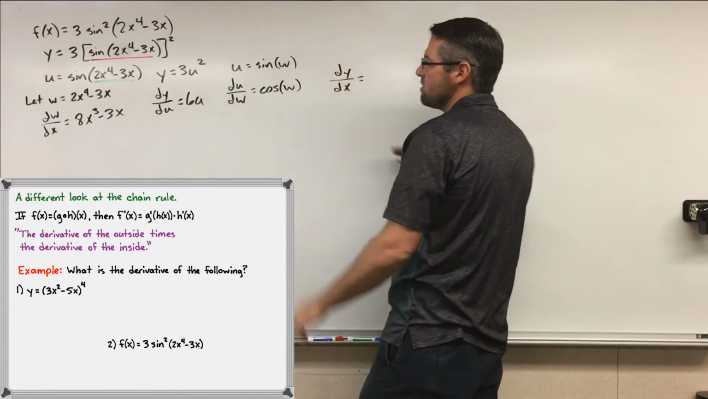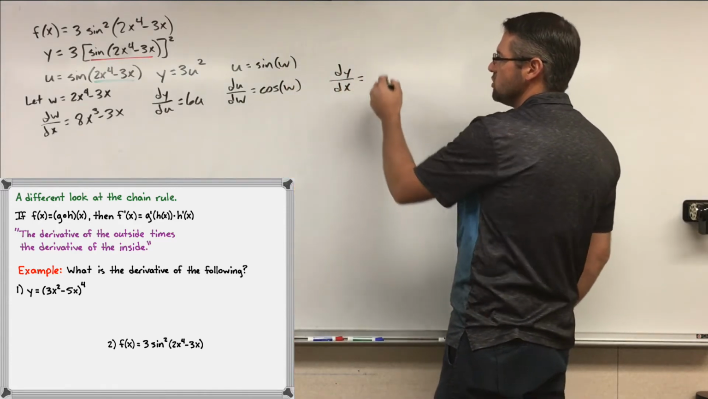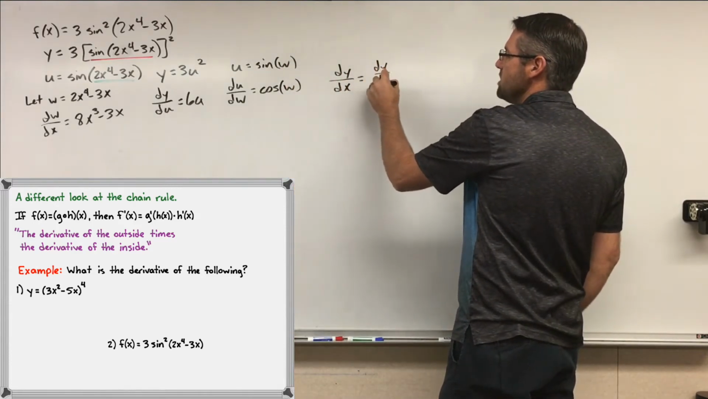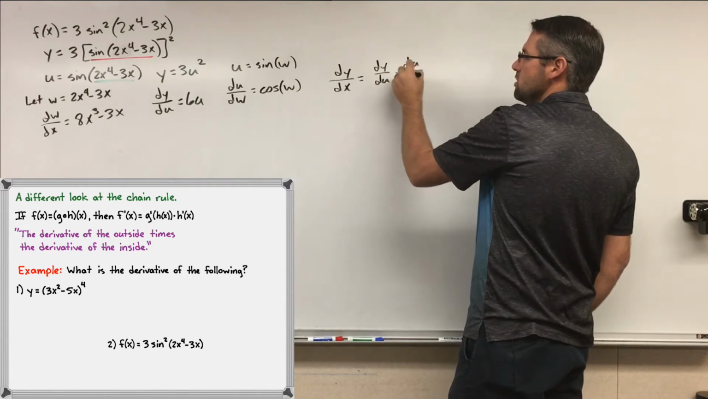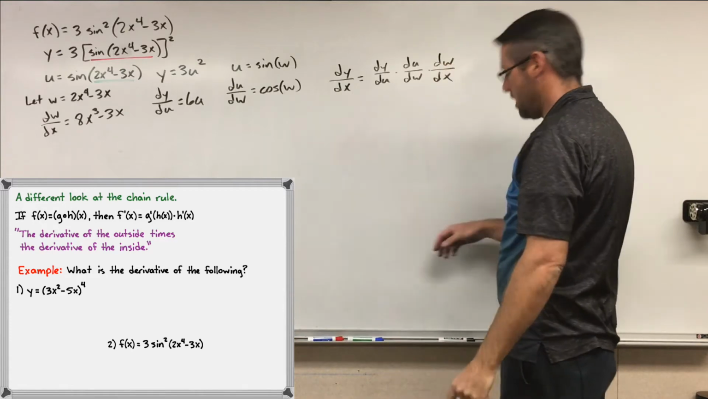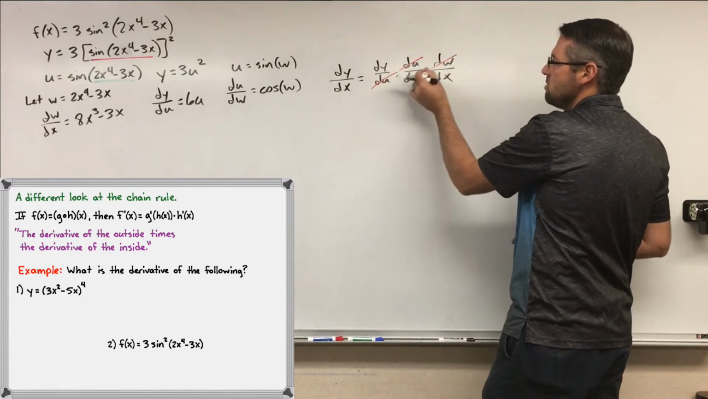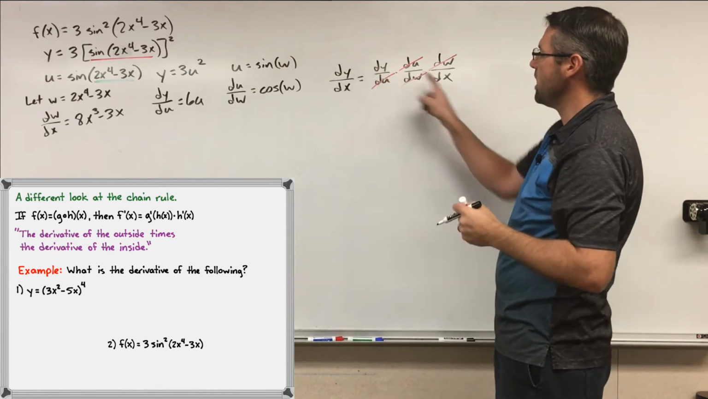So we've got to somehow relate all of these things. How do we do that? We do it by multiplication. We could say that we have dy du times du dw times dw dx. And we can see as a result of that, that the du's are going to reduce, the dw's are going to reduce, and we'd be left with dy dx.